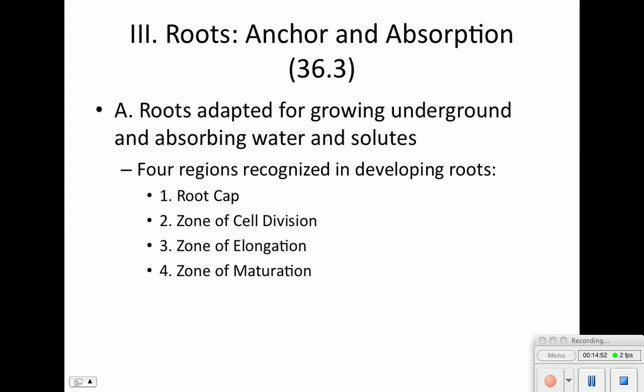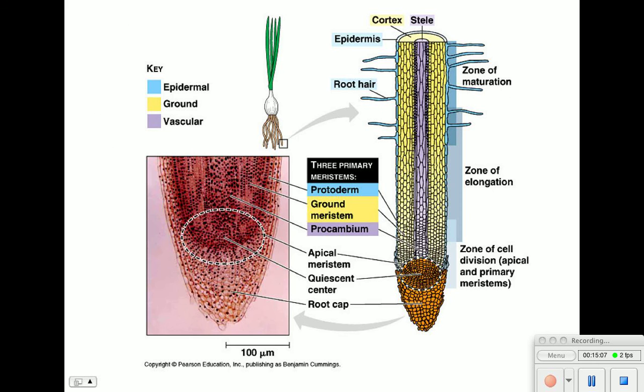Okay, moving on to roots. Main functions: anchor and absorption. There are 4 regions that we're going to look at in our roots: the root cap, the zone of cell division, the zone of elongation, and then the zone of maturation. Okay, so a little picture depicting where we're going to be looking.